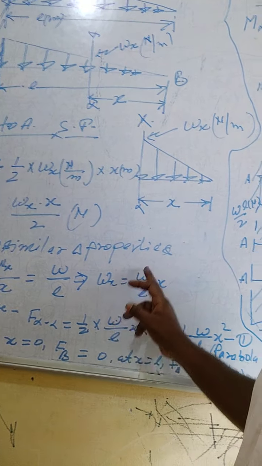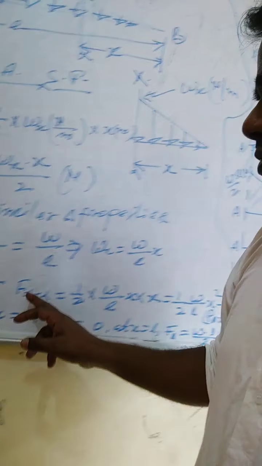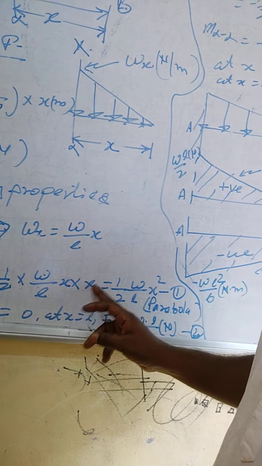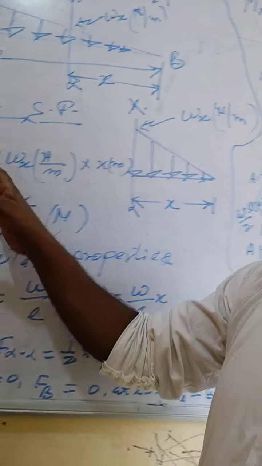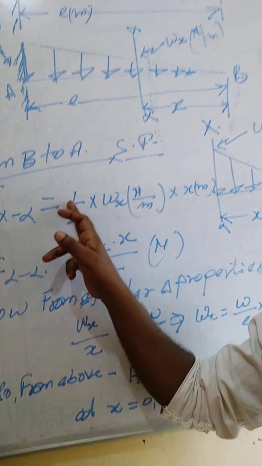Wx will be W by L into x. From this, put the value of Wx here, we will find Fxx equal to half W by L into x. This force is right side to the cross section, so we have taken positive sign.